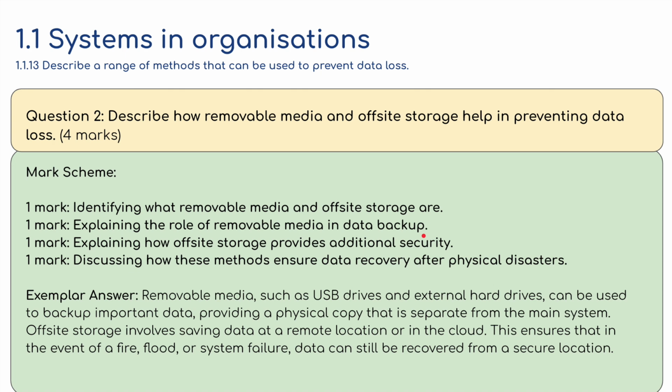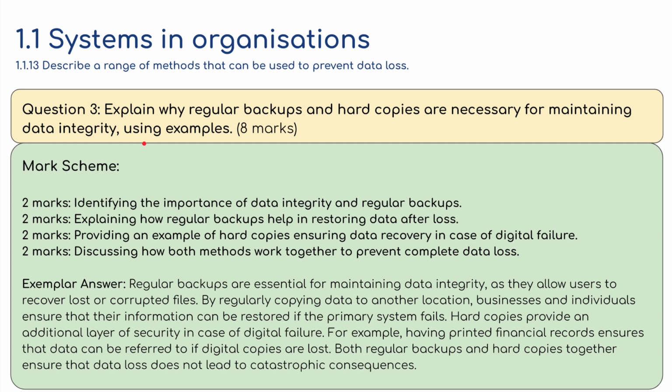Okay? And for 4 marks, identify what removable media and offsite storage is, explain the role of removable media in data backup, explain how offsite storage provides additional security, and discuss how these methods ensure data recovery after physical disaster. Okay, so if we put that into context, removable media, such as USB drives and external hard drives, can be used to back up important data, providing a physical copy that is separate from the main system. Offsite storage involves saving data at a remote location or in the cloud. This ensures that in the event of a fire, a flood, or a system failure, data can still be recovered from a secure location.